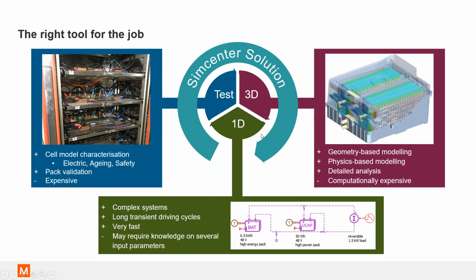There are pros and cons to each of them. I get a realistic model through testing, but it's expensive. With a 1D model, I can do complex systems, but it may require inputs from varying levels of components, which can be obtained by doing a detailed model, but these are computationally efficient. But the SimCenter solution can address those three aspects in a very coherent way.